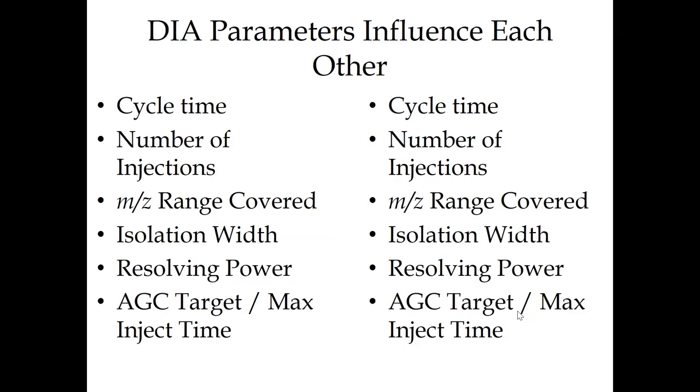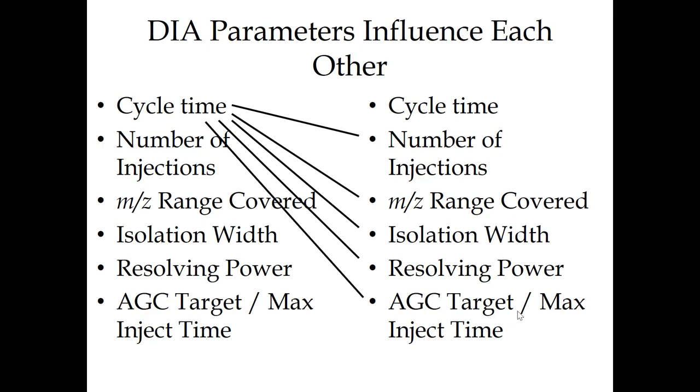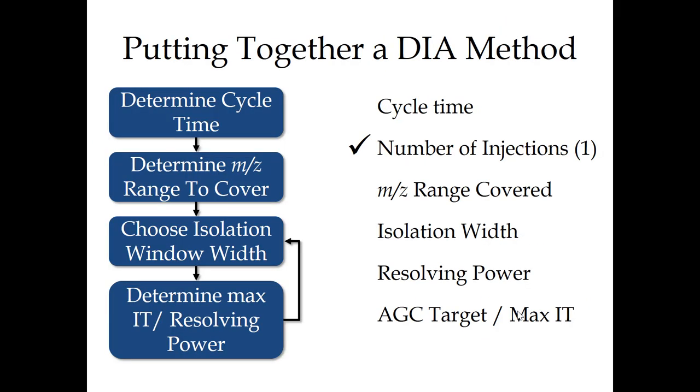Right, okay. So all of these parameters I've covered, I haven't told you any specifics really yet. All of these parameters kind of influence each other, right? So you can say, okay, cycle time and number of injections are related. If you cover a wider mass to charge range, you might scan slower. I think I've already kind of driven that home. So the question is, how do you put all of this together into an actual DIA method that you can walk out of here and use?